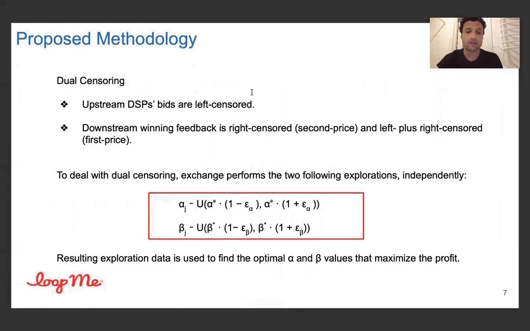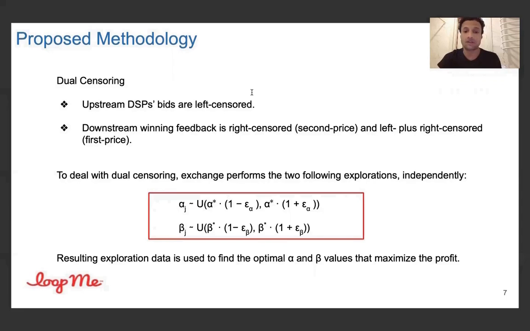We develop our strategy inspired by the exploration-exploitation trade-off. There are two kinds of censoring in these markets. Upstream DSP bids are left censored, meaning that they are only observed above the set reserve price. And the downstream winning feedback is right censored in the second price and left plus right censored in the first price, meaning that the true unobserved winning price is below and above the bidder's bid price, respectively.